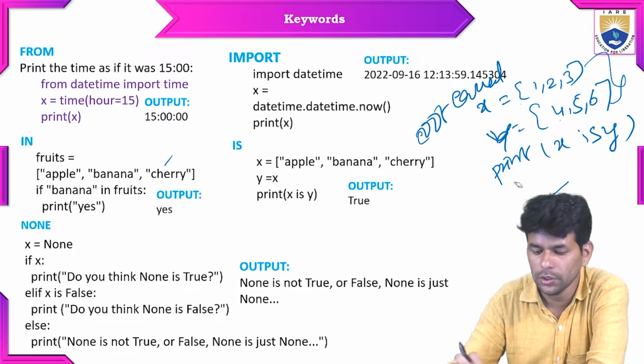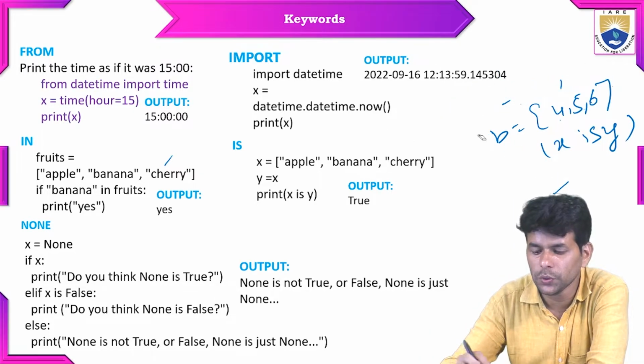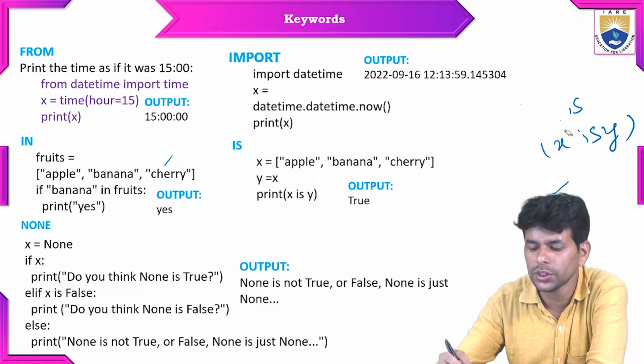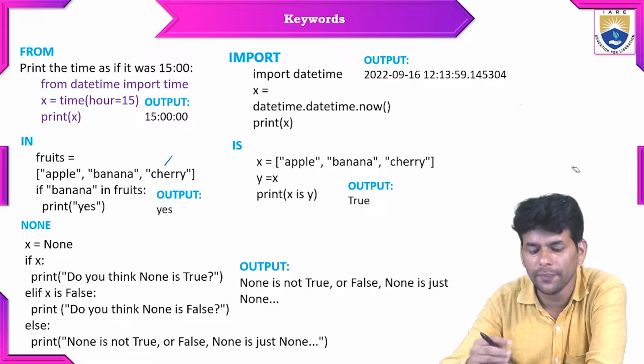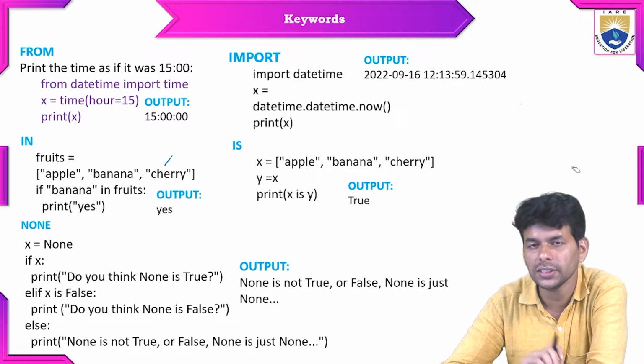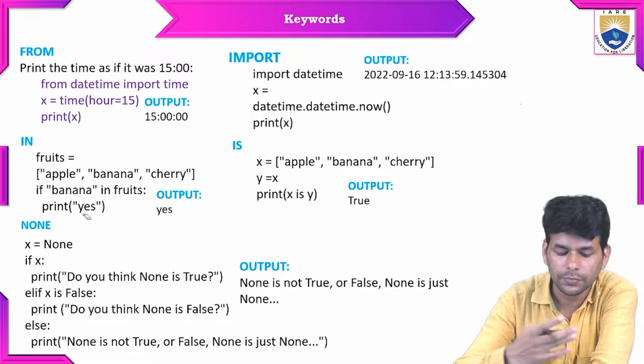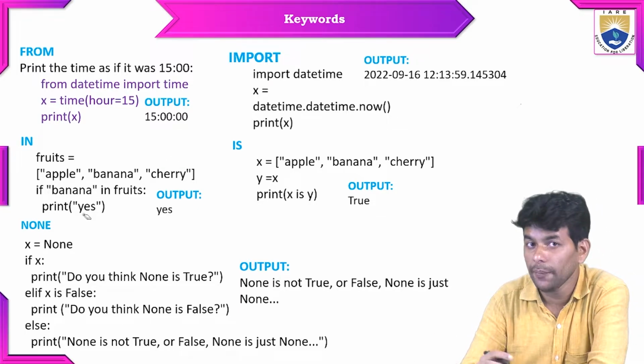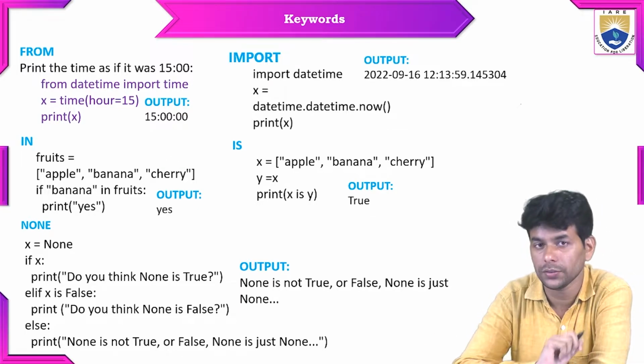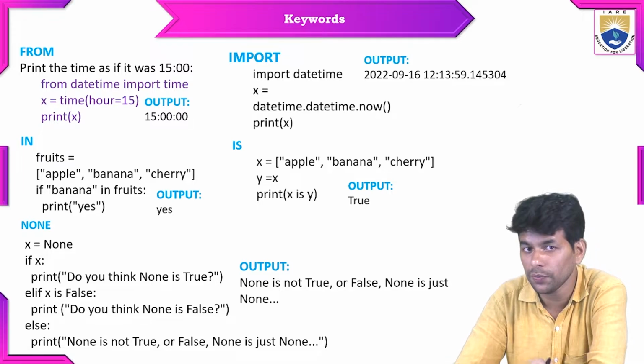Is it clear? I think by using these two sets of programs, you will get a very simple clarification on the is keyword. Again, I will give a small example for in also.